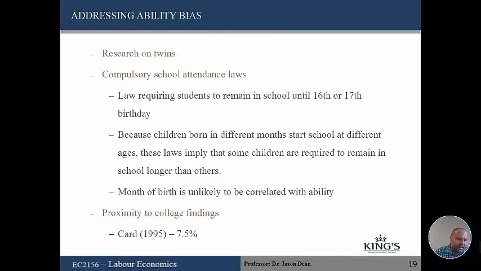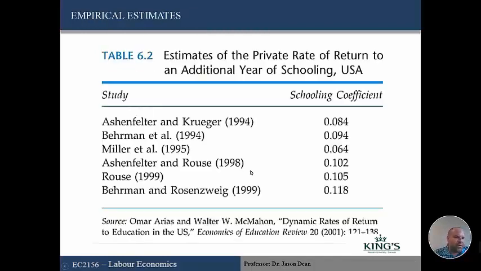And so in this study done by Card in 1995 found that the return was roughly 7.5% for 1 year of schooling. So there's a range of estimates that have been found in the literature. They range between 8 and 11%.